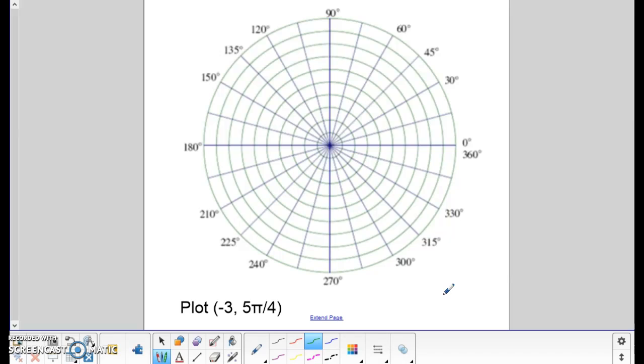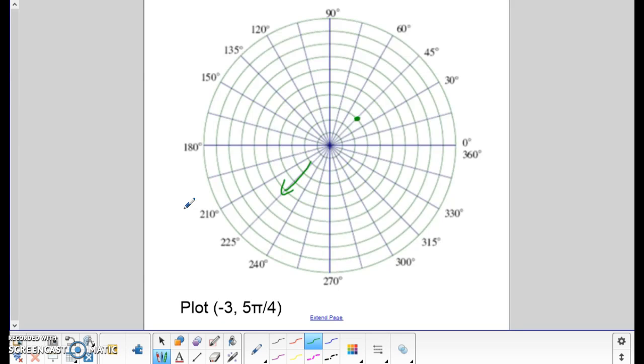Okay, last example, plot the point (-3, 5π/4). Even though 5π/4 is the second number, that's really the one you have to look at first. So what angle am I going at? 5π/4. Here's 1π/4, 2π/4, 3π/4, 4π/4, 5π/4. So we are going to face 5π/4, but we are going to walk backwards 1, 2, 3. That would be how you'd plot that.